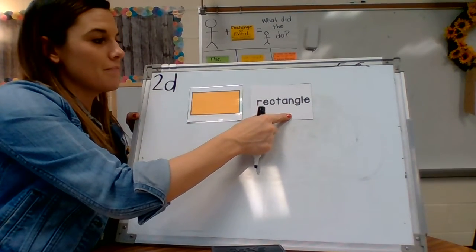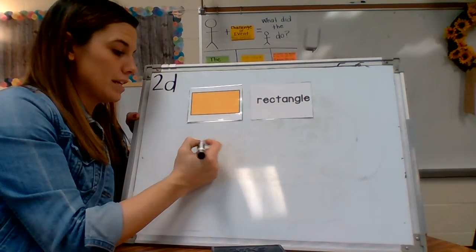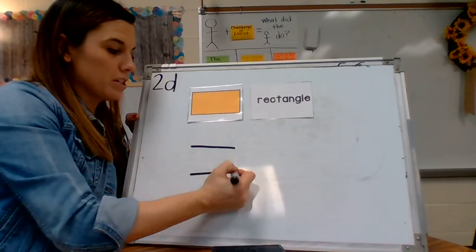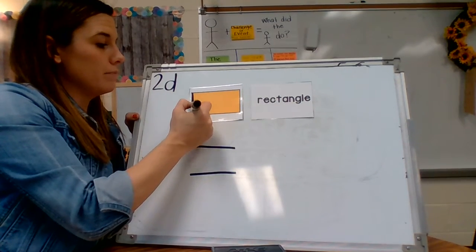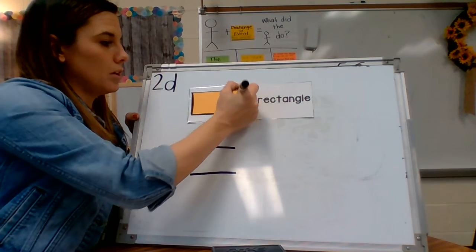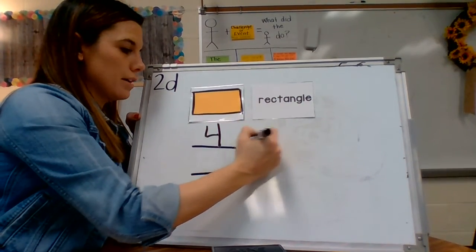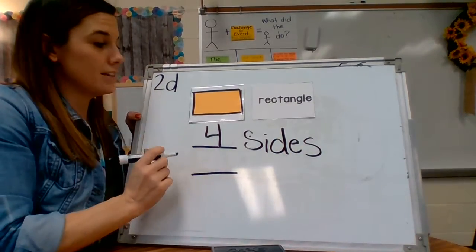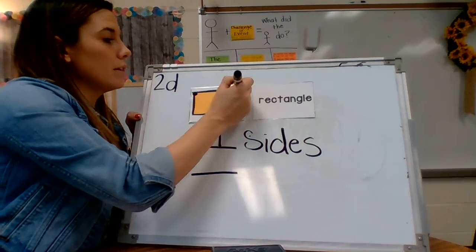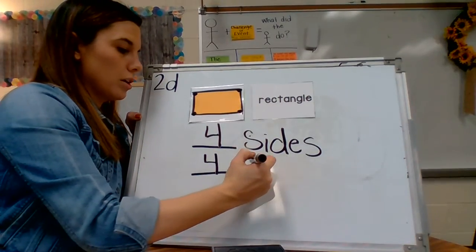It is. So listen, here is the thing. Let's count and see how many sides we have. Remember sides, flat sides. 1, 2, 3, 4. 4 sides. Flat sides. Let's count the corners. 1, 2, 3, 4, and 4 corners.